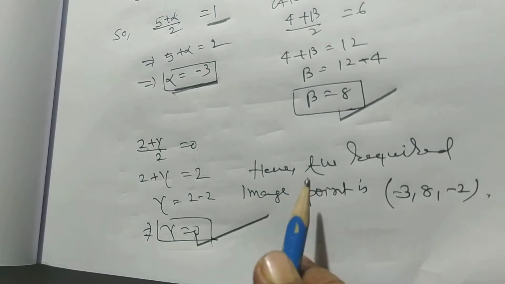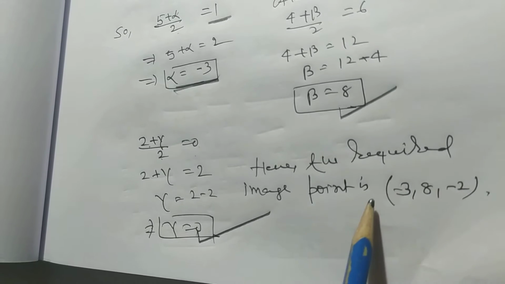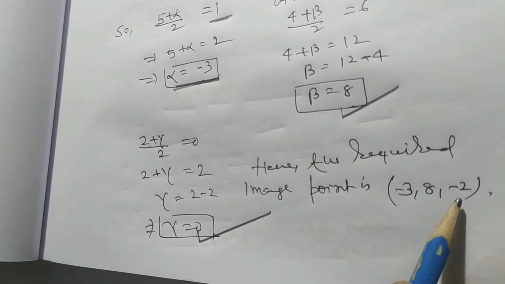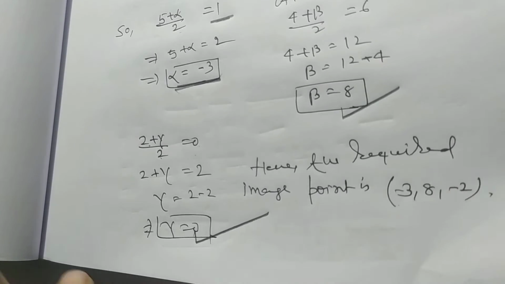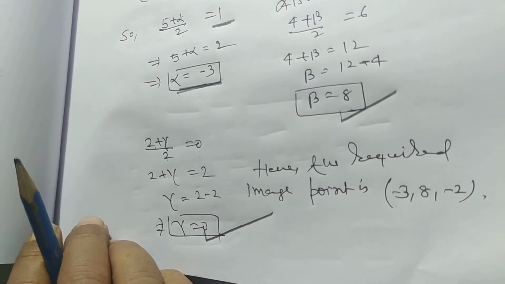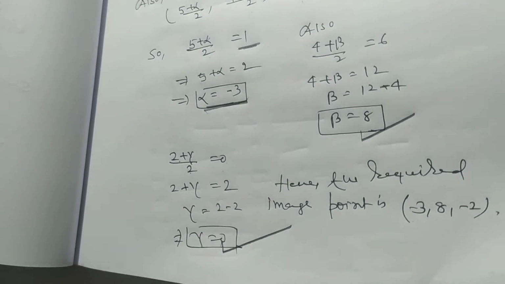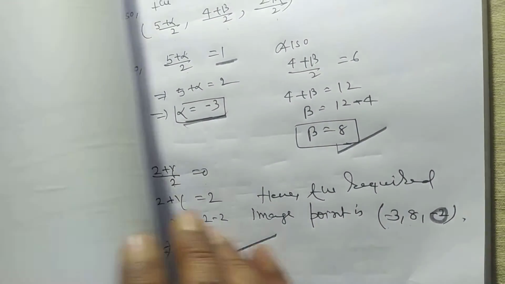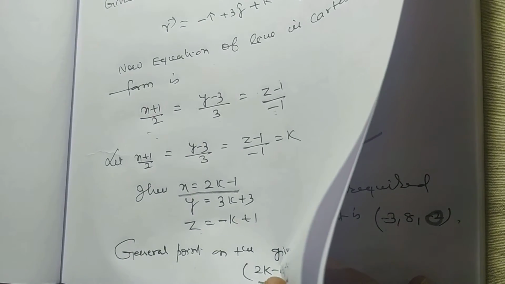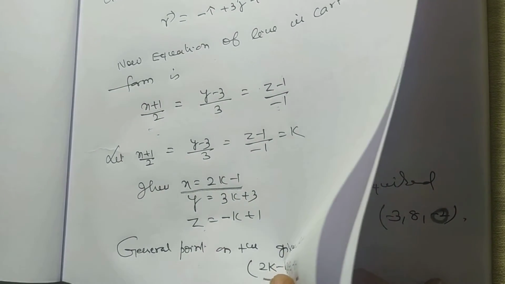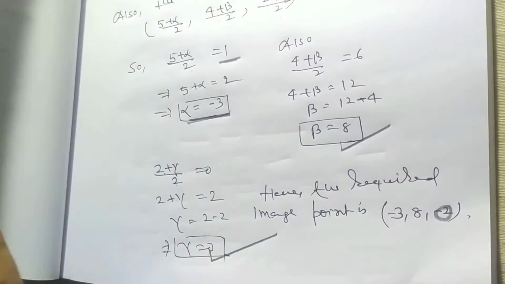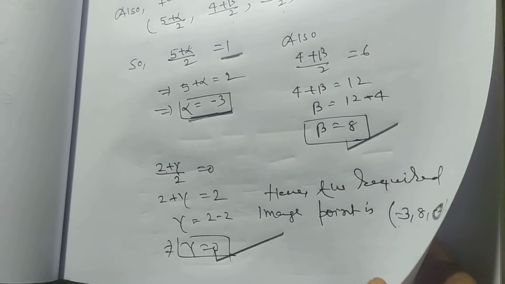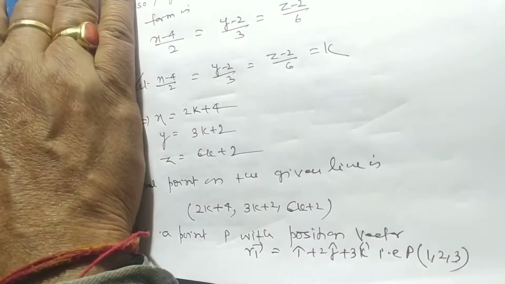So my dear students, hence the required image of the point is (minus 3, 8, minus 2). So in this way we can calculate the image of a point with respect to a line.